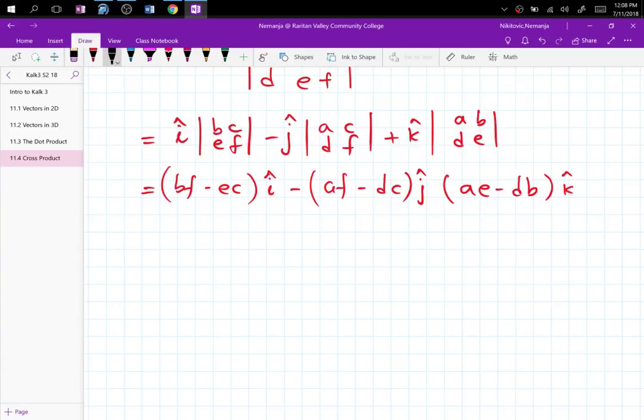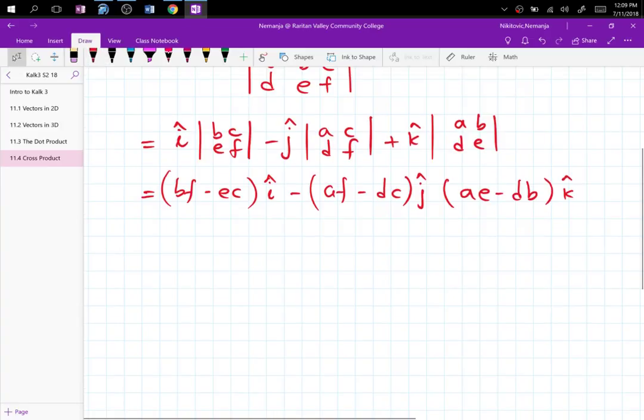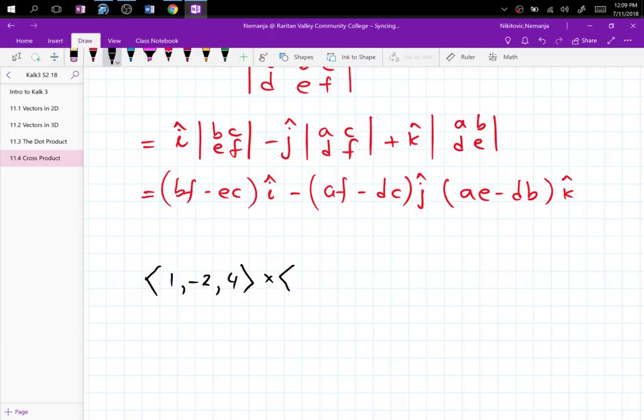So now, if you want to follow this pattern, let's do the cross product between (1, negative 2, 4) crossed with (3, 0, 5). Set up and compute.